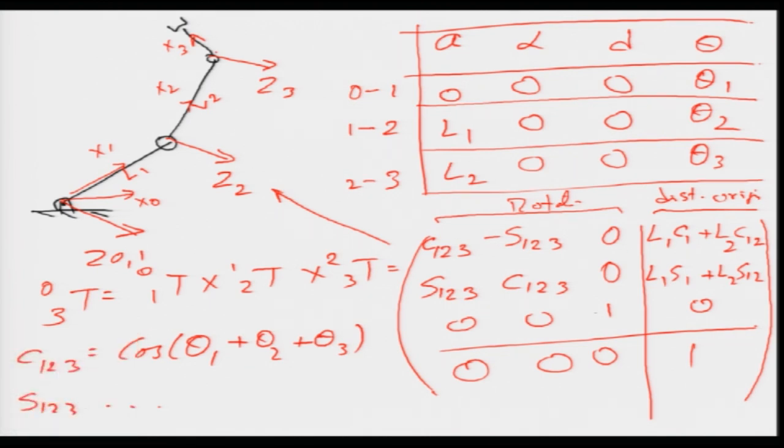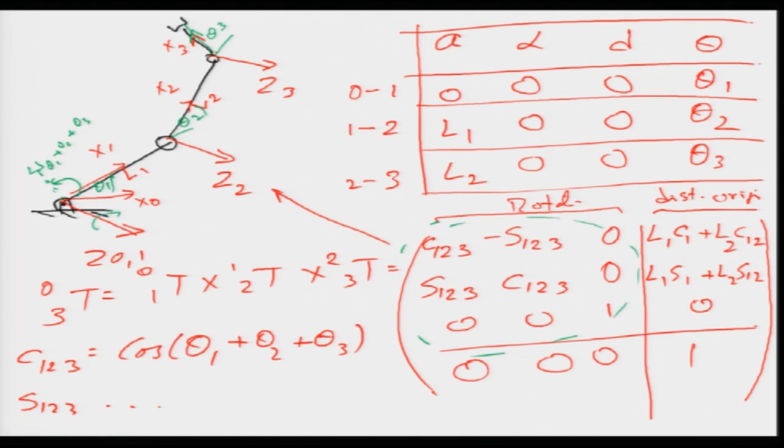So this part is the rotation matrix. Now the rotation matrix is telling us that if this is my theta 1, this is theta 2 and that is theta 3, then this x axis 3 has been rotated by angle theta 1 plus theta 2 plus theta 3. If I draw this parallel to this here, then this has been rotated first by theta 1, then by theta 2, then by theta 3, and then it has gone there. So the angle here is theta 1 plus theta 2 plus theta 3, and that is something that we are getting here.